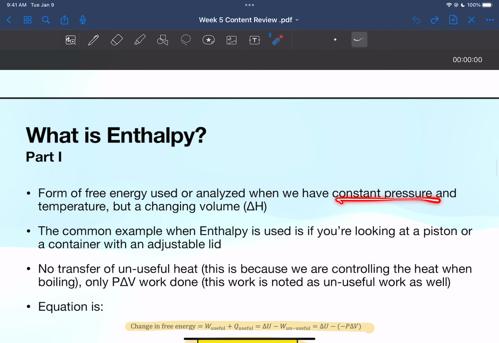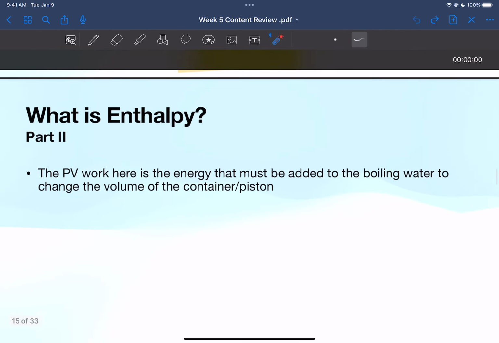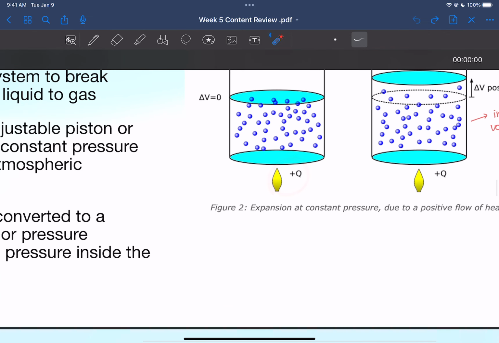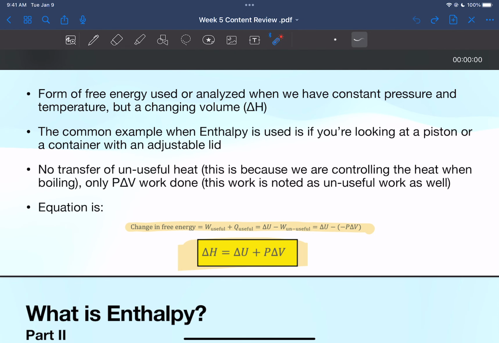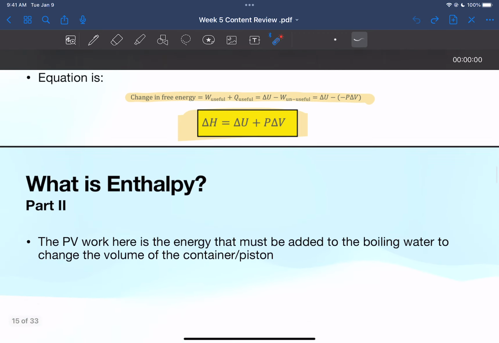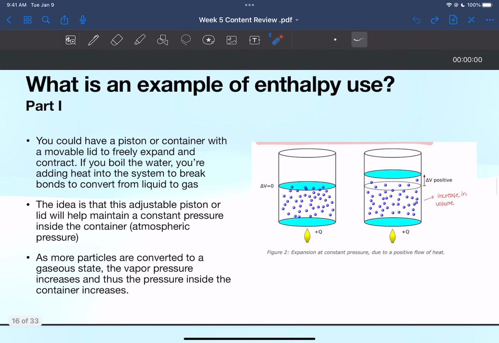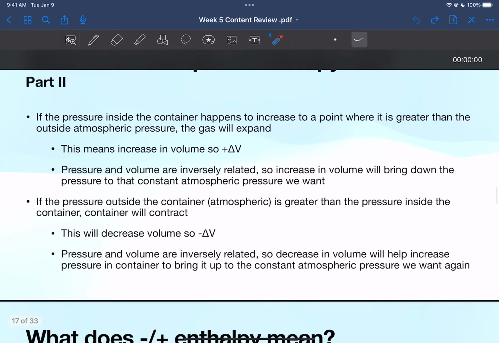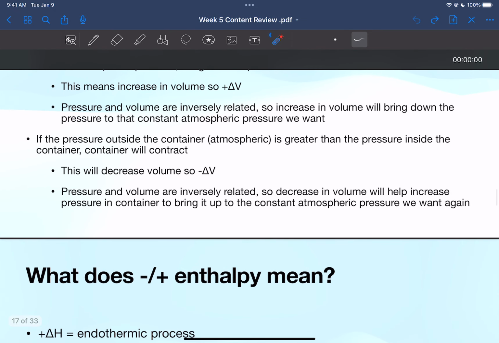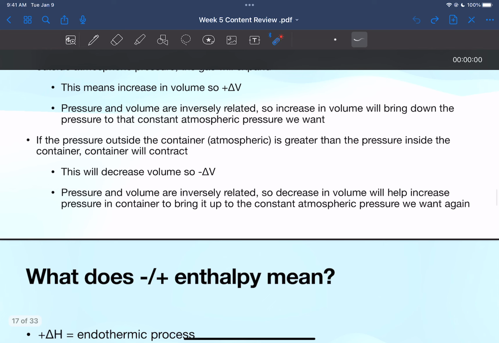Remember, we want to maintain constant pressure and temperature. We're keeping that heat source there, boiling the water, at constant temperature, and we maintain that constant pressure by different increases or decreases in volume for the gases when they push on the piston, or when the piston presses down to decrease the volume in order to increase pressure. But that's the idea of enthalpy. That's a situation in which you would use enthalpy, when you have constant temperature and pressure but changes in volume. That would enable PV work.